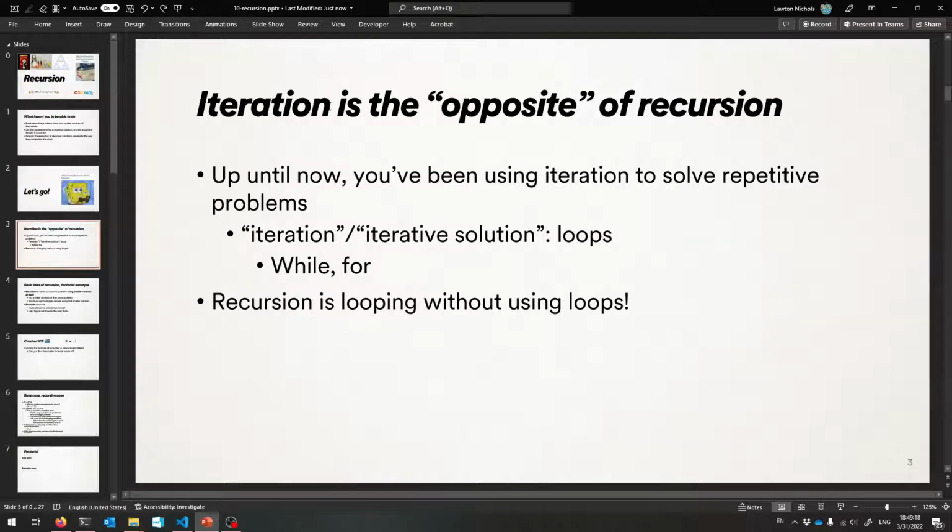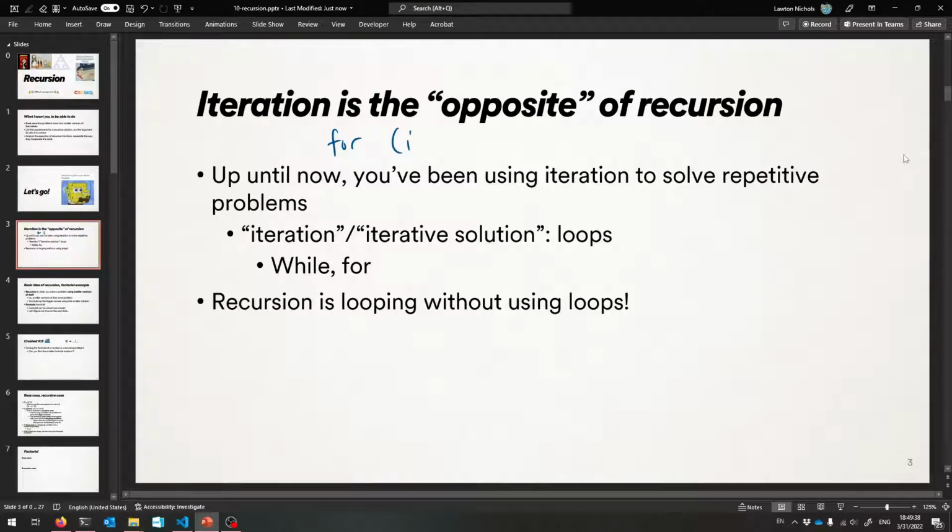What we know how to do right now is iterate. We solve repetitive problems using iteration right now. And iteration is the opposite of recursion. Both of them solve repetitive things, but the way that they do it is completely different. So right now we know how to iterate through problems and solve them that way.